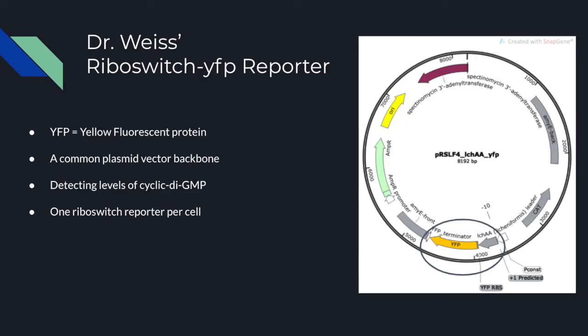Overall, our goal is to create new Riboswitch reporter constructs with the same plasmid vector backbone from Dr. Weiss's Riboswitch reporter. Using different fluorogenic aptamers, we are continuing the search for cyclic di-GMP levels in single Bacillus subtilis cells. We're trying to determine if fluorogenic aptamers are better expression platforms than YFP, and if so, which fluorogenic aptamers. We finish this all off by using microscopy similar to the one Dr. Weiss used in her research.